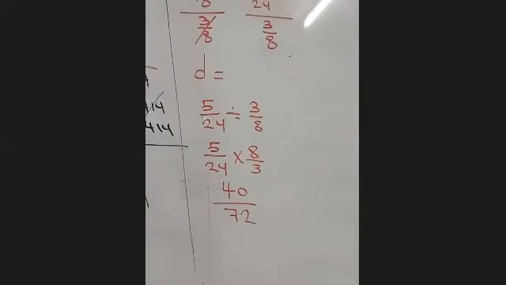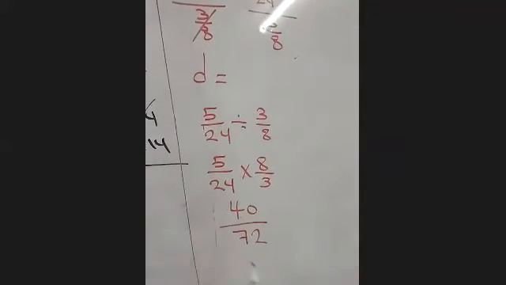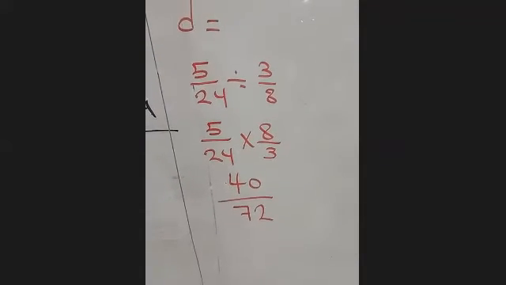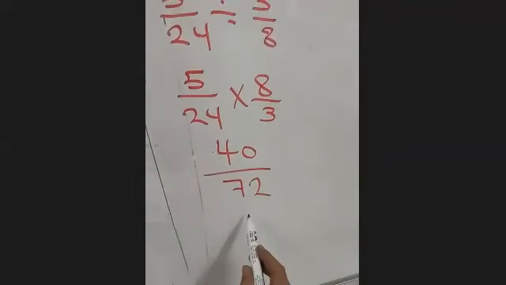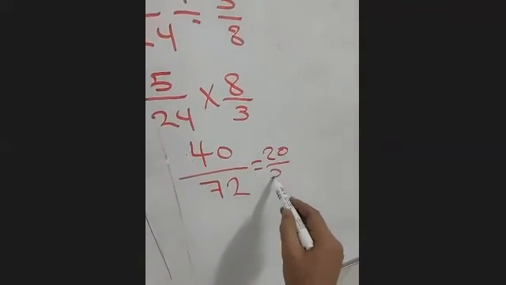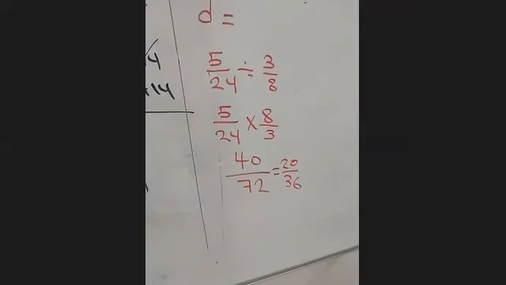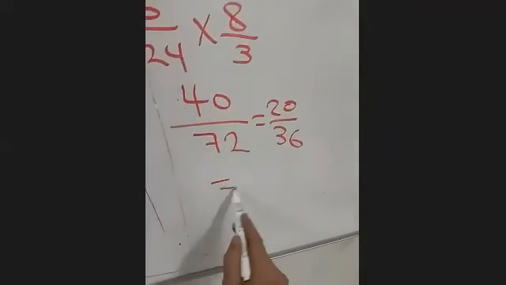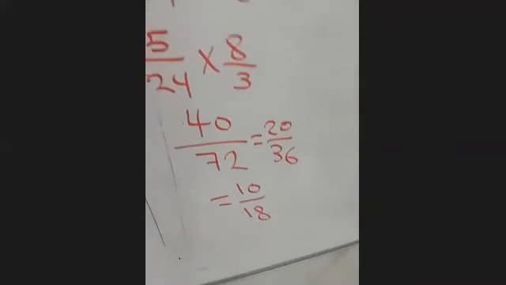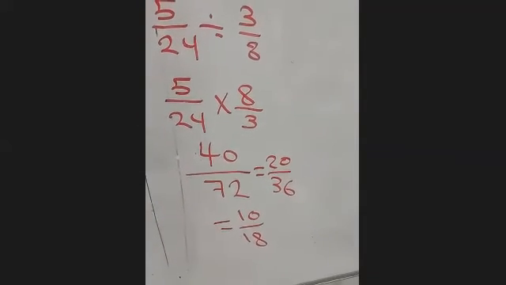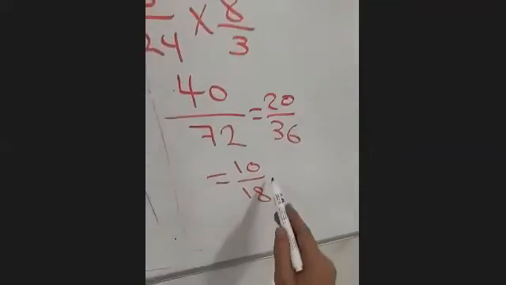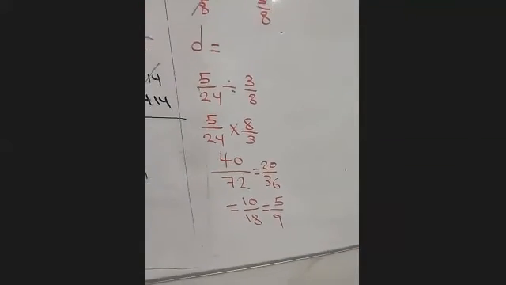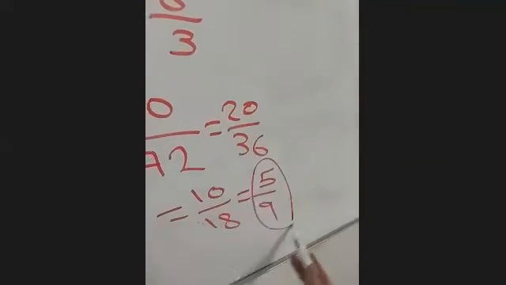Okay? Now let's simplify the answer. Remember the simplest form? If you divide by 2 on both sides, it will be 20/36, right? Divide by another 2 up and down, it will be 10/18, right? Divide by another 2, it will be 5 over 9. So can we do more? No, this is the final answer.